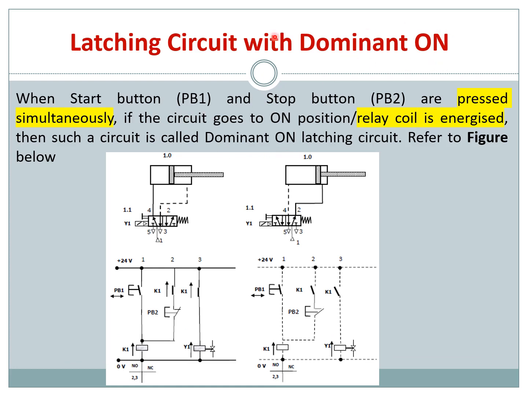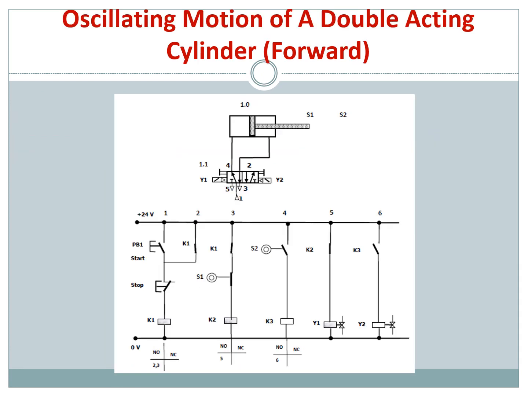And you have one more, which we call a latching circuit with dominant on. Similarly, you have push button 1 and push button 2. You are pressing together and your relay is energized. So in this connection, you are pressing PB1 and PB2 at the same time. When you do that, K1 is energized. We call it dominant on, or a dominant on latching circuit.